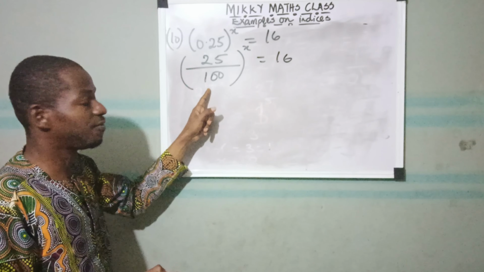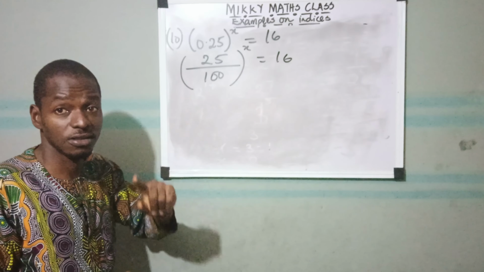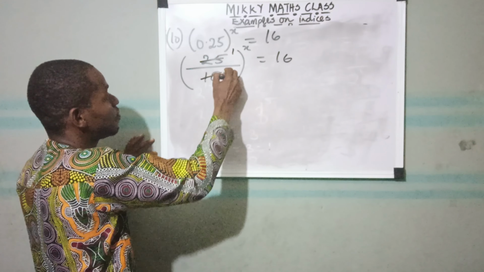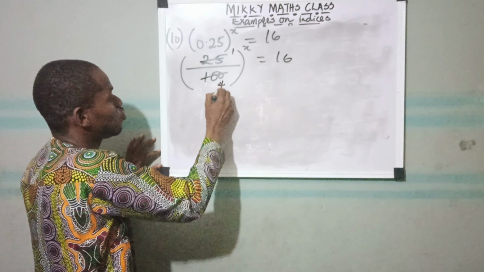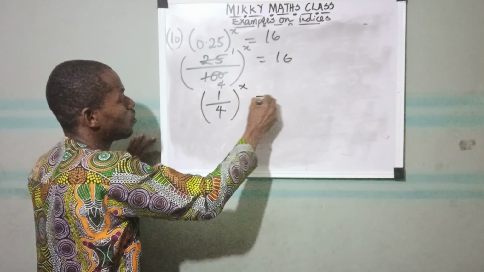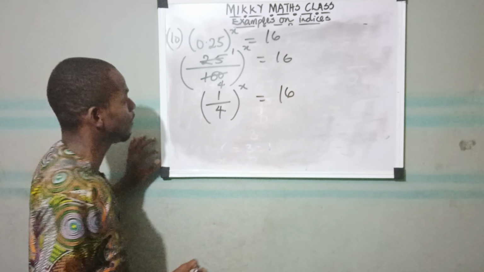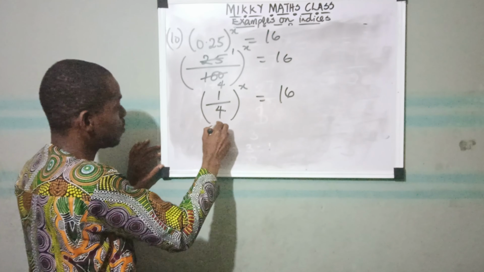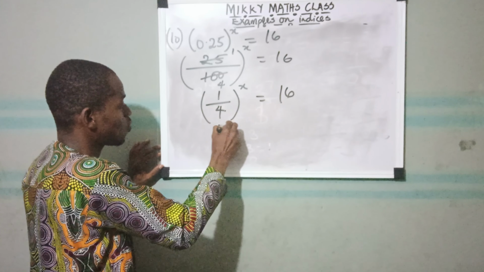Now 25 over 100, make it a fraction in the smallest term. That's 25 here 1, 25 here 4. So this is 1 over 4 raised to the power of x equals 16. Now this 1 over 4 is the same thing as writing 4 raised to the power of minus 1.